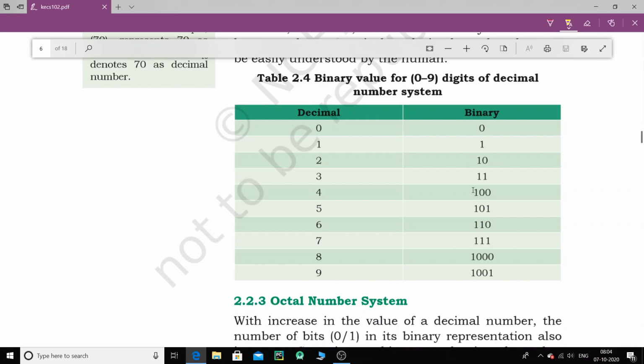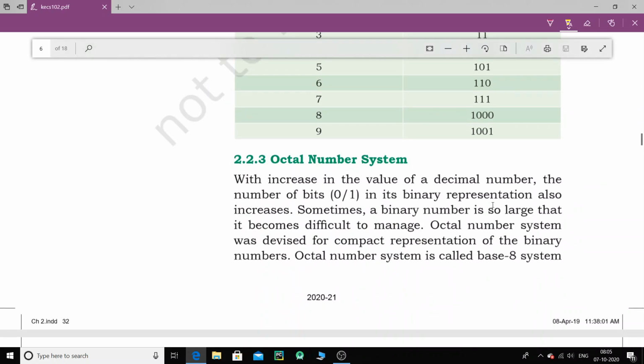If this would have been a 4-bit, that is a nibble, this would have been 0010. So you can ignore that 0. That's the prefix 0. It will not make any difference. So this is 10. If this is a 4-bit, it would have been 0010. Then 3 is 11, and so on. You are already aware of how we got these numbers. Okay, and then we have the octal number system.